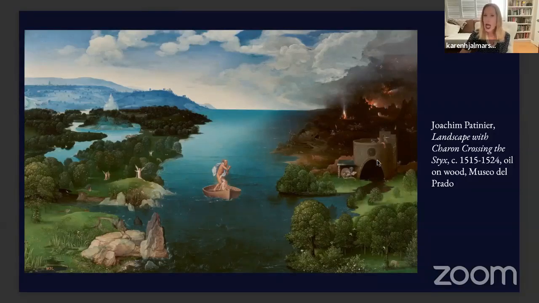So we have hell, dark, smoky, horrific. And then if we go to the other side on the left, we see heaven. And we see this beautiful fountain of immortality and this exquisite waterway, and the angels are beckoning. The figures are very small, which also suggests his focus on the landscape.